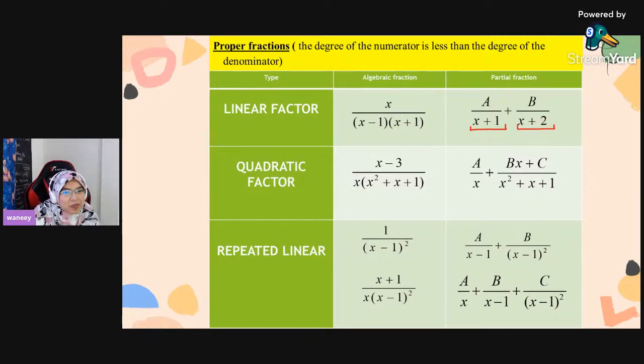Katalah x minus 1 kat sini, x plus 1 kat sini. Asal nombor dia tak sama, suka hati je.